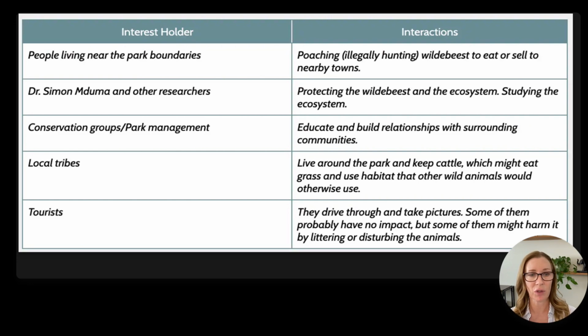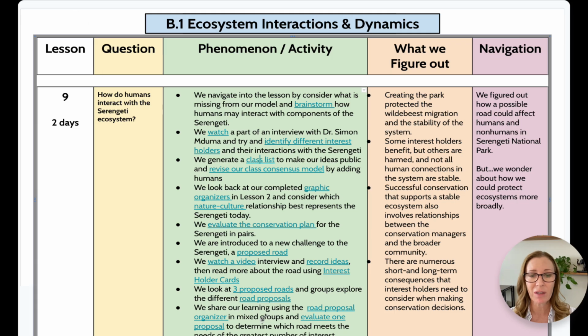The interest holders would include people living near the park, researchers like Dr. Simon Mduma, conservation groups, park management, local tribes, and tourists. And these are all the ways that they interact with that ecosystem. So we're going to make a public display of these different interest holders and their interactions. And then we're going to revise our class consensus model.